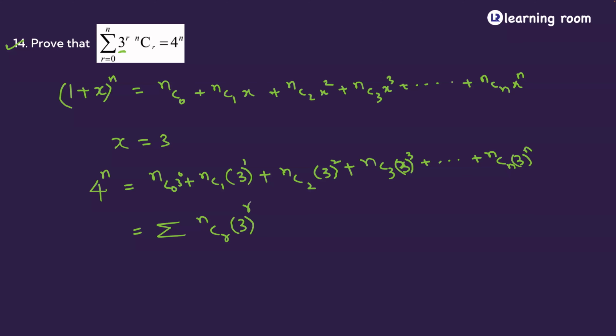Where is the value of r varying from? r is starting with 0 and ending with n. And this is 4 power n, and we are asked to prove that. Clear with this, right? So 4 power n is equal to sigma r is equal to 0 to n, NCR into 3 power r. So they just wrote it in the reverse.